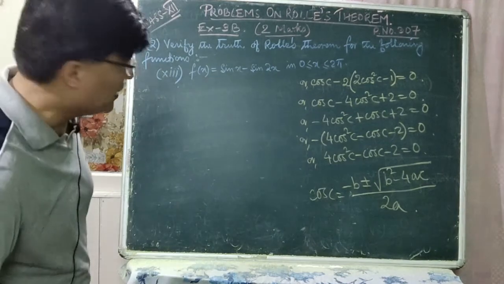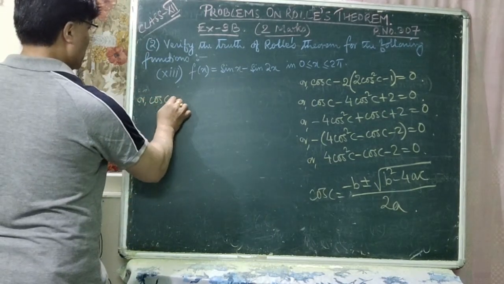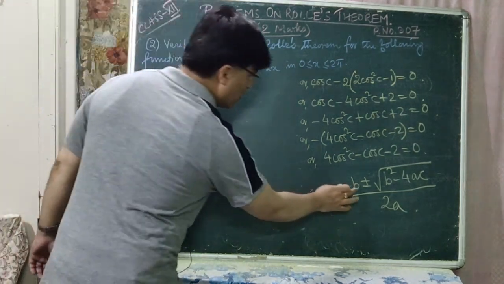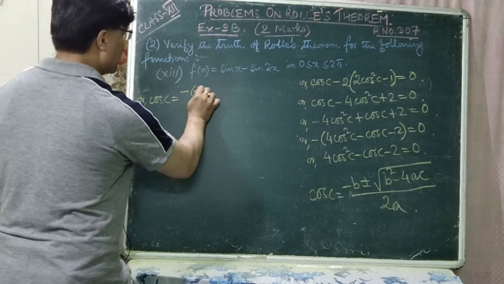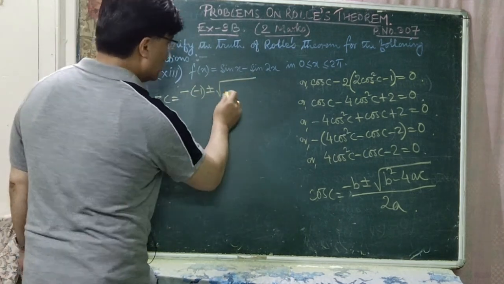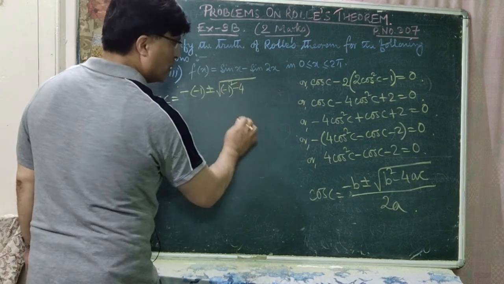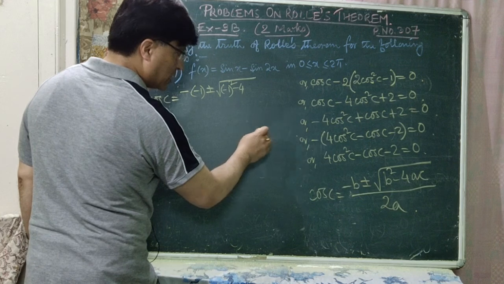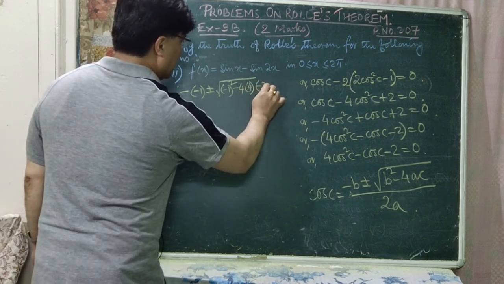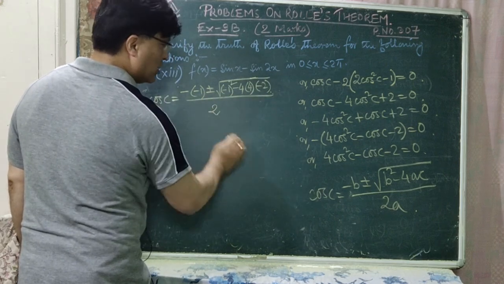So now let us simplify it. Cos c is equal to minus b. What is the value for b here? Minus 1, plus minus root over b whole square, minus 1 whole square, minus 4 into a. What is the value for a? It is 4. And what is c? Minus 2. All divided by twice a, 2 into the value for a.